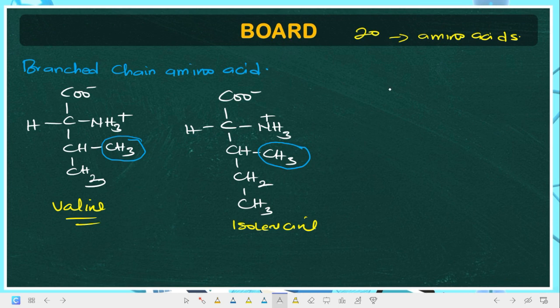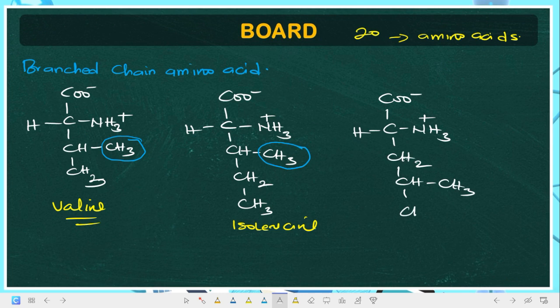You see that they have the same molecular formula, the same everything, but the structure is only different at what? At the position of the branch. So we have here COO minus, then what do we have here? C, then NH3 plus, and here is what? H, and then what do we have here? CH2, CH, then what do we have? CH3, and then CH3.